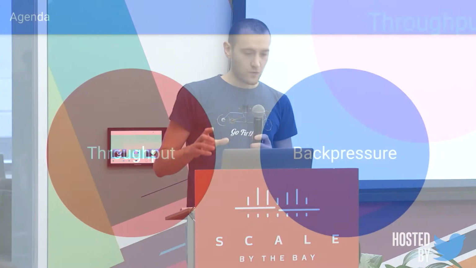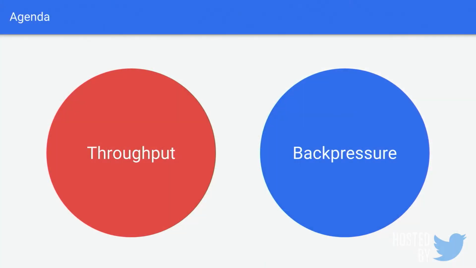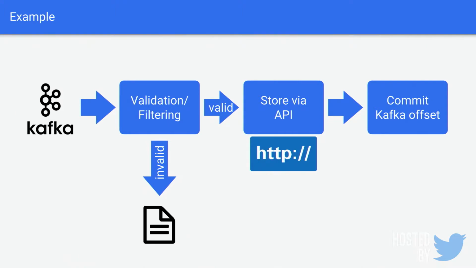So throughput is what we've seen, and it's the simpler of the two to monitor. Let's move on to something slightly trickier. Let's move on to back pressure. Now, why do we need to measure back pressure at all? This is the key question. We can explain this with an example to make this a bit more concrete.